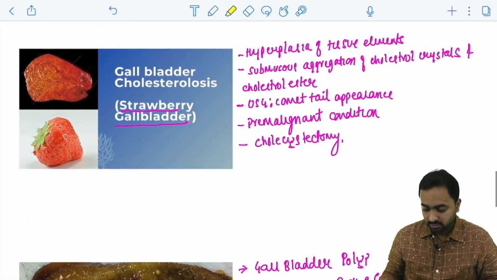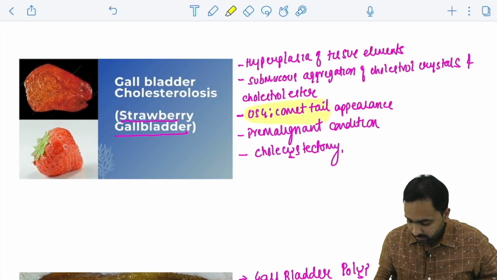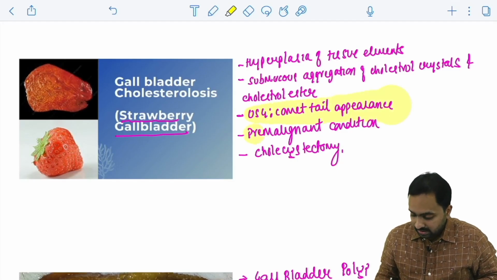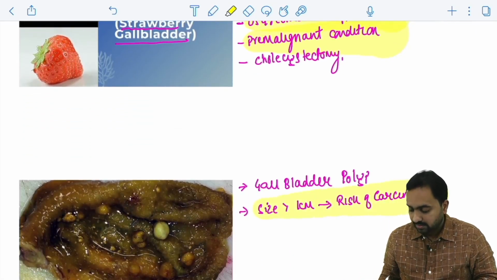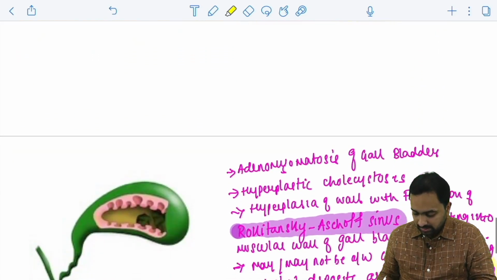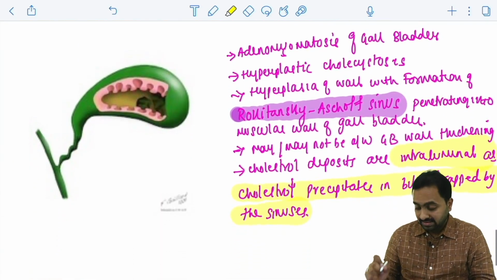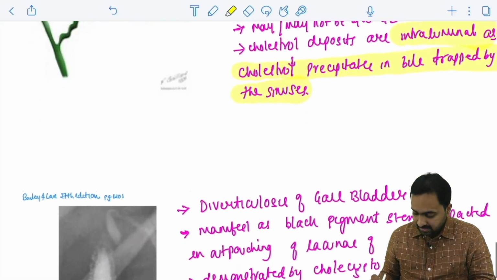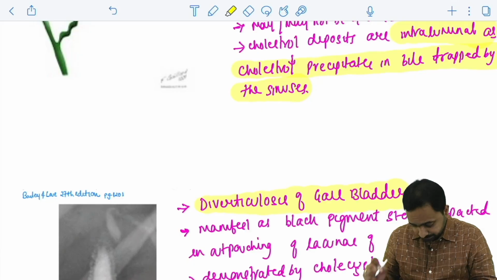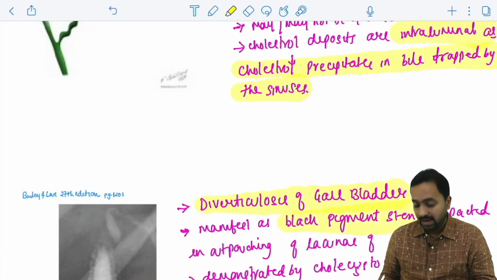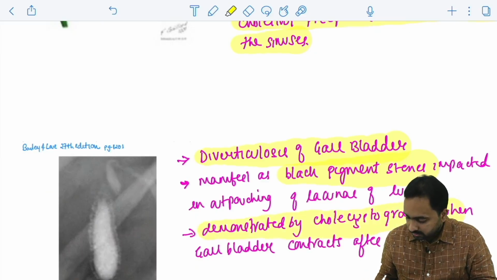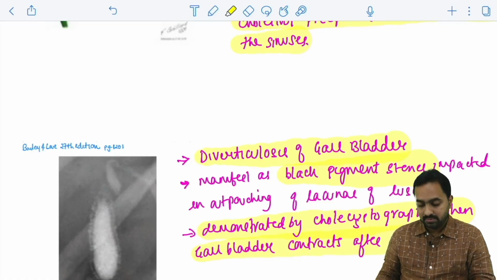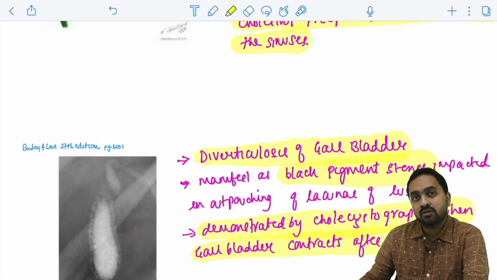describe the conditions like the strawberry gallbladder, where we have USG comet tail appearance and it's a pre-malignant condition. The gallbladder polyp, where size of 1 centimeter has a risk of carcinoma. Then in case of adenomyosis, where we find these Rokitansky-Aschoff sinuses, and the diverticulosis of gallbladder, which manifests as black pigment stones, and it is demonstrated by cholecystography when the gallbladder contracts after meal. So these are four potential images which I thought of putting along with the gallbladder as they can be potential MCQs.